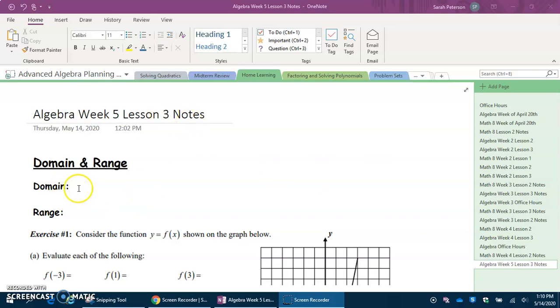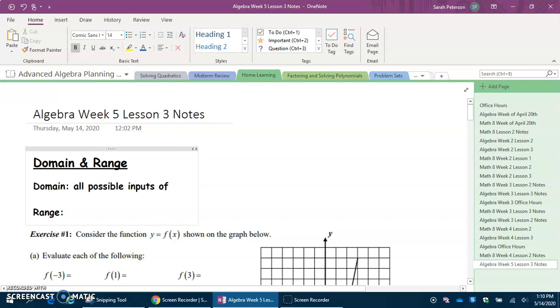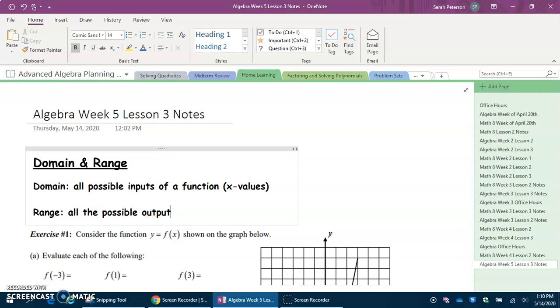They sound like scary words, but they're actually just vocab words to talk about all possible inputs of a function, or the x values. It's usually the x values on your horizontal axis. And then if you can guess, range is all the possible outputs of a function. And those are the y values.